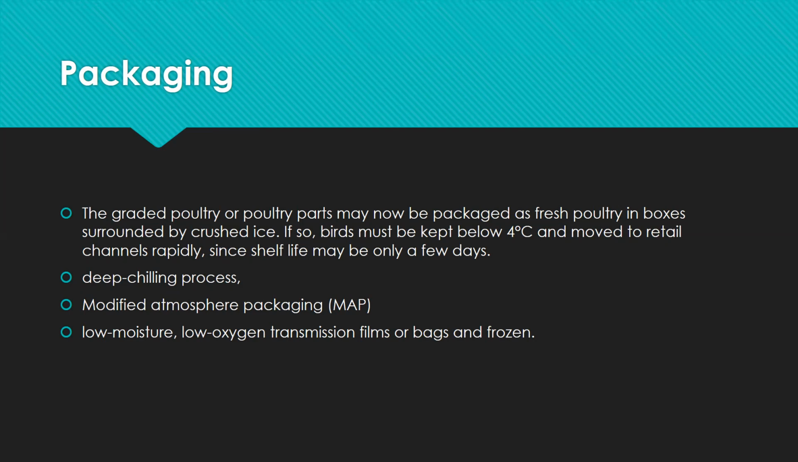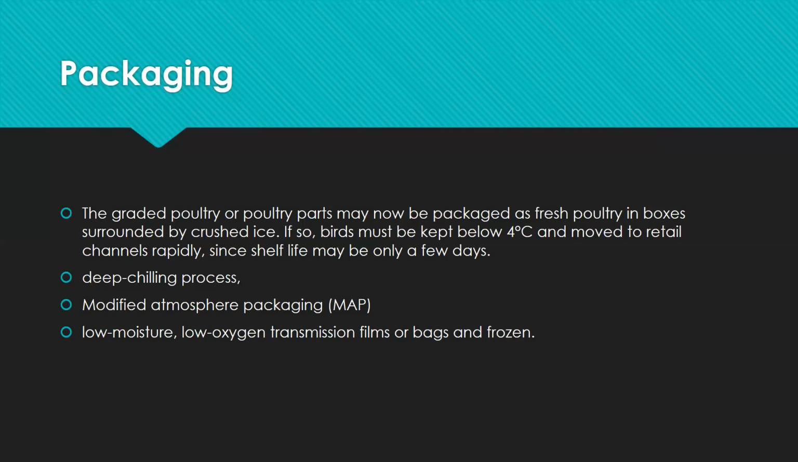When the poultry parts are surrounded by crushed ice, the shipping weight also increases. So there is a drawback in shipping, as the added weight of the ice creates problems. Therefore, the poultry industry has rapidly moved to other technologies such as the deep chilling process, modified atmospheric packaging, and low moisture, low oxygen transmission films or bags, and freezing.